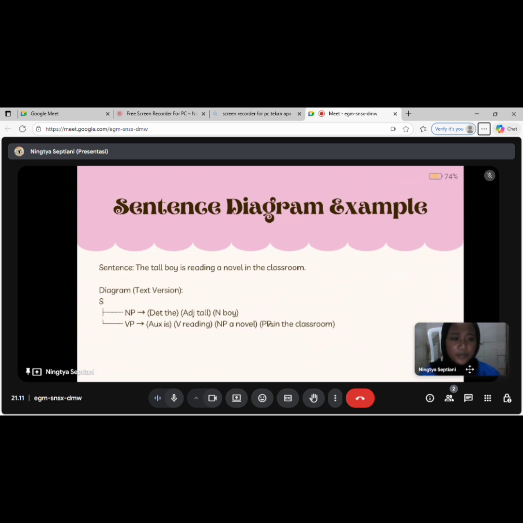For example, in the tall boy is reading a novel, boy is connected with the and tall. Is reading connects to a novel. This helps us understand sentence structure more clearly.